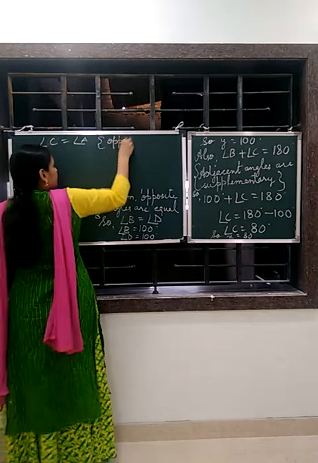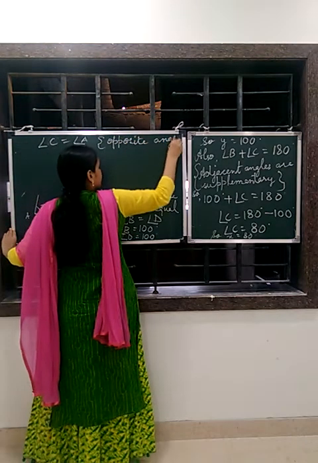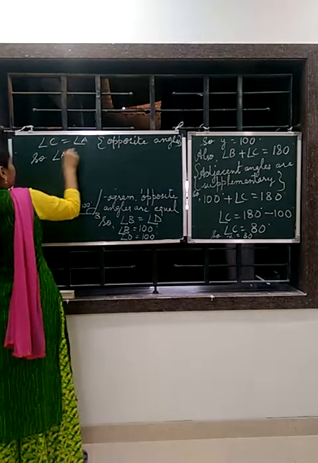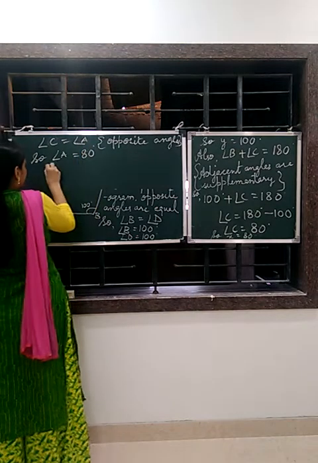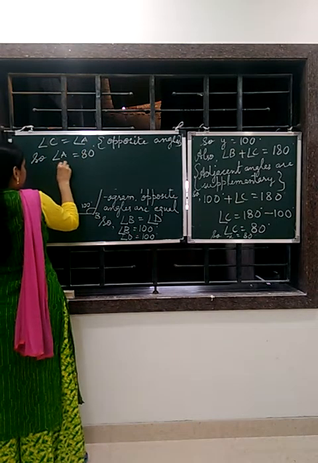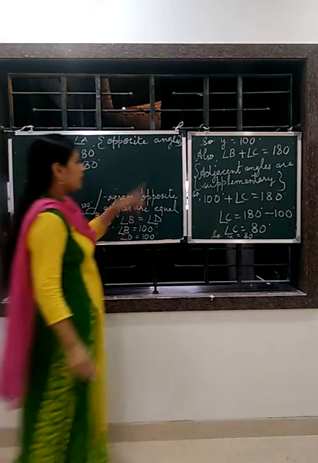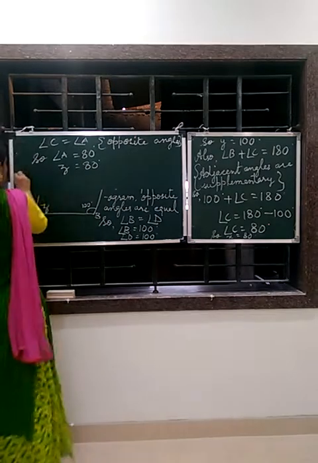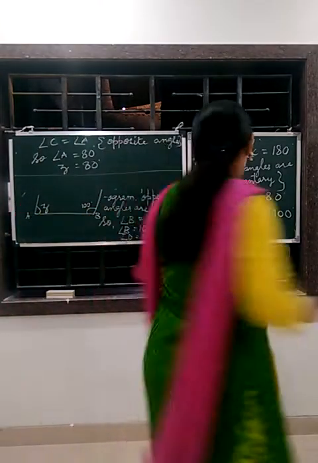You can write opposite angles. So, angle A is equal to how much? 80 degrees. That is, Z is equal to 80 degrees. So, we found the value of X, Y and Z, all three. This completes the first part. Now, we will do the second part.